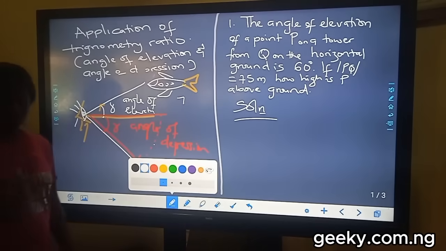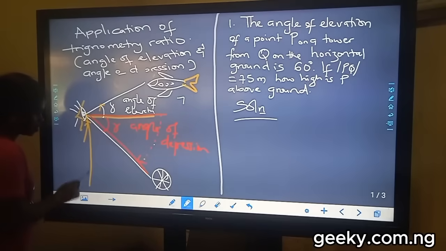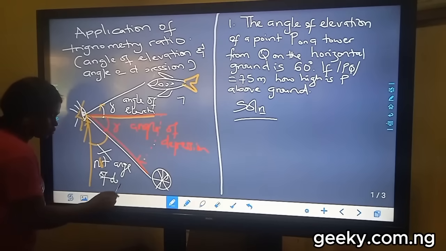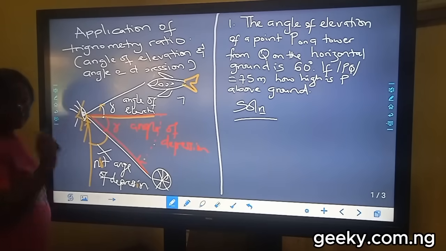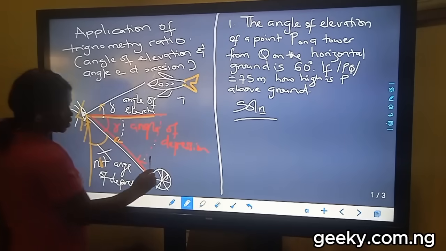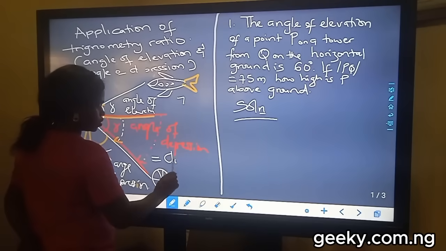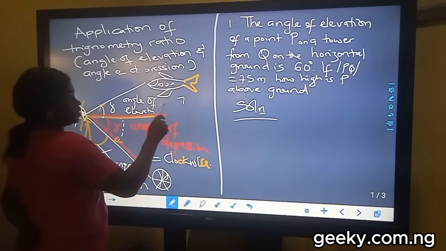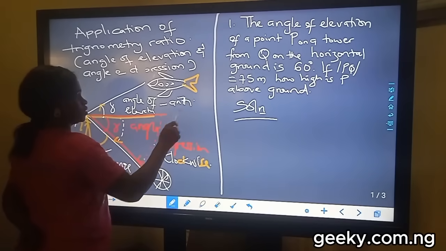Now there is one mistake that people do all the time, all right, that I've noticed. Now you see from this point downwards, this angle here is not your angle of depression. Right, so your angle of depression is from that side to here, and it goes in a clockwise direction, whereas your angle of elevation goes in an anti-clockwise direction.